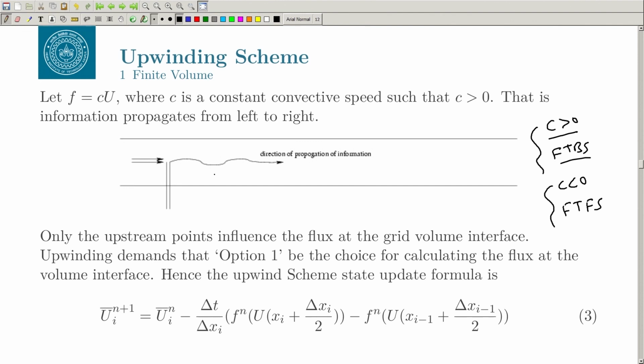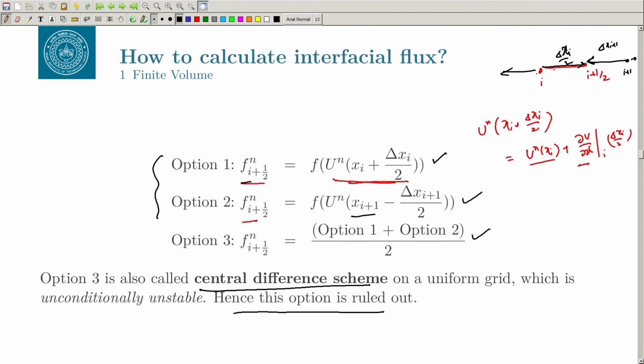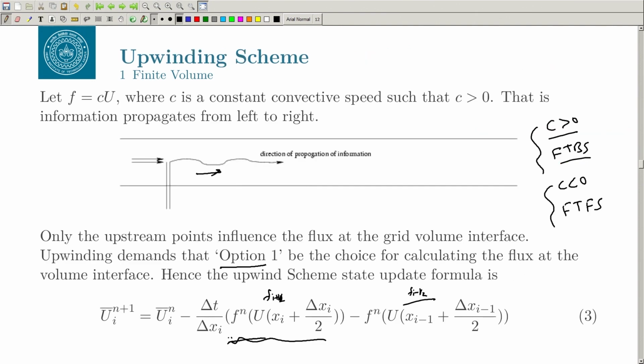So, if c is greater than 0, the flow is going from left to right, you can use this is f i plus half and this is f i minus half. Okay. So, you can use the first choice, which is basically calculating from left to right. Basically, it is kind of the backward stepping. Okay. If it is i plus 1, you calculate from i plus 1, then it is a forward stepping, right. So, this way you can calculate the f i plus half, this is the way you can calculate the f i minus half, and then you calculate the value of u i n plus 1. So, this is how the finite volume works.